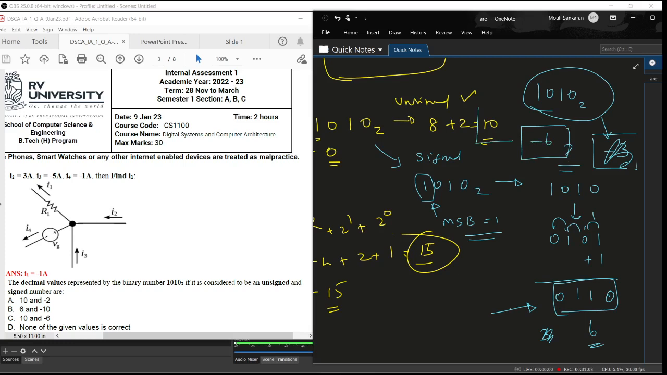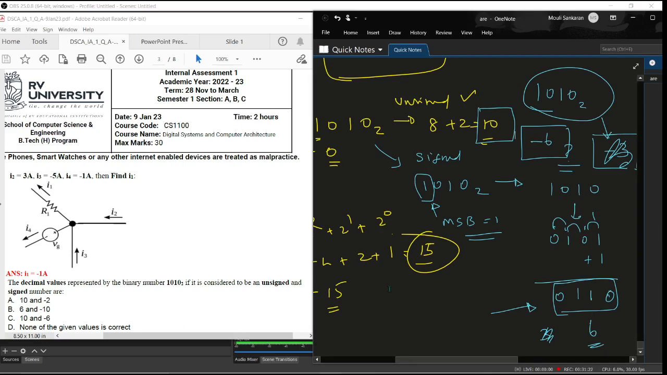So 10 is the unsigned decimal value and minus 6 is the signed value, and we need the option which satisfies that: 10 and minus 6. It's not 6 and minus 10 or 10 and minus 2. It is 10 and minus 6. That's the C, the right option. I hope you understood this.